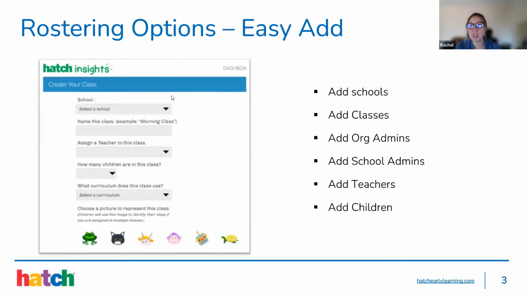So we get into our rostering options in Insights. First off, we have our easy add, and that is simply you're adding one by one. You're adding your school actually in Insights. You can add your school, add your class, you can add your org admins. Now, org admins can be added by other org admins. So if you're finding you need some more help on the organizational level, having more permissions, you can add another org admin if you are an org admin. You can add school admins, teachers, and of course, children. And I will show how you do this in a walkthrough shortly, but we'll go over our other option now.